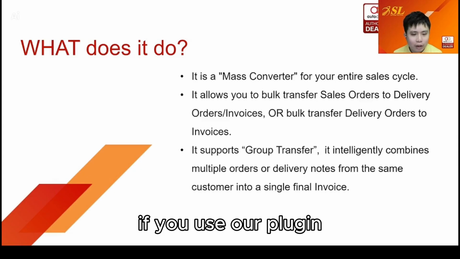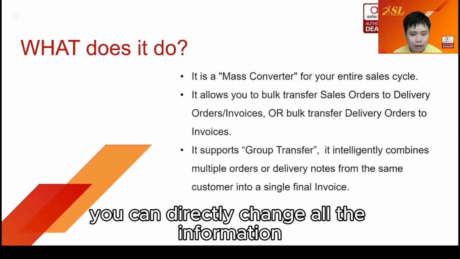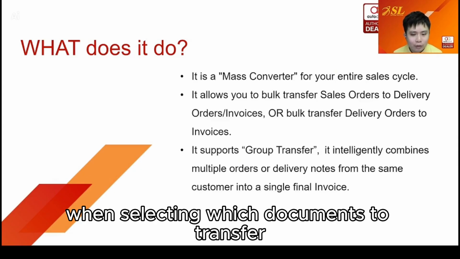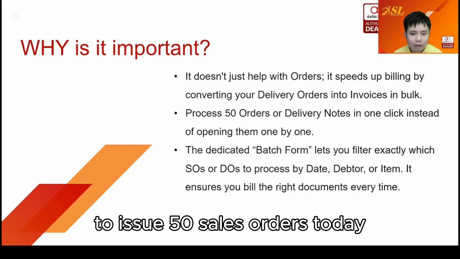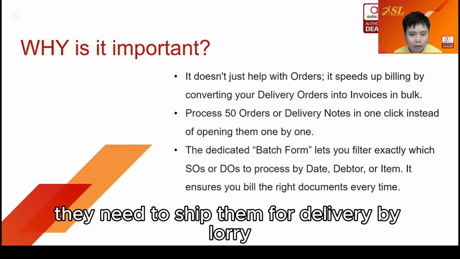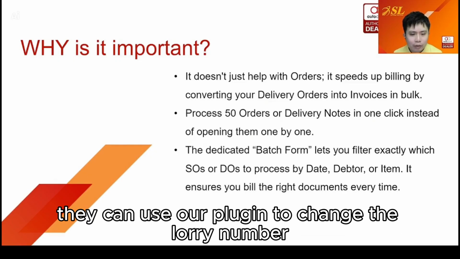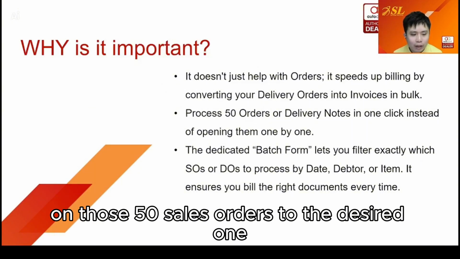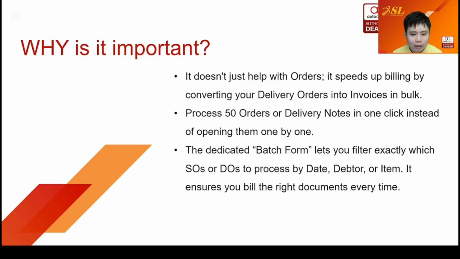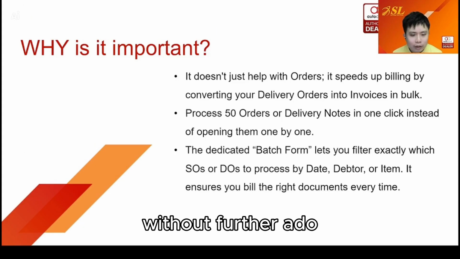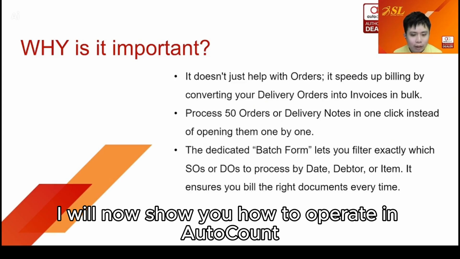If you use our plugin, you can directly change all the information you want to set when selecting which documents to transfer. For example, now your company's operation team has received confirmation to issue 50 sales orders today. They need to ship them for delivery by lorry. Therefore, they can use our plugin to change the lorry number on those 50 sales orders to the desired one. For instance, you don't have to edit one by one before transferring, which is very time consuming. Without further ado, I will now show you how to operate in AutoCount.